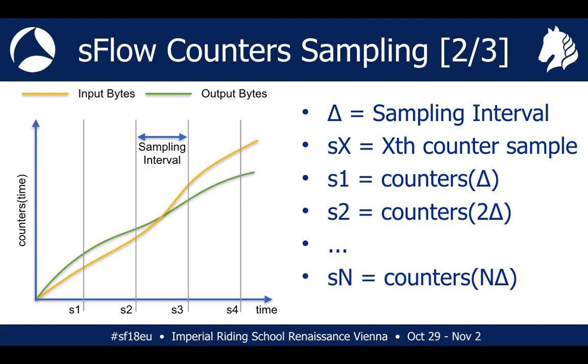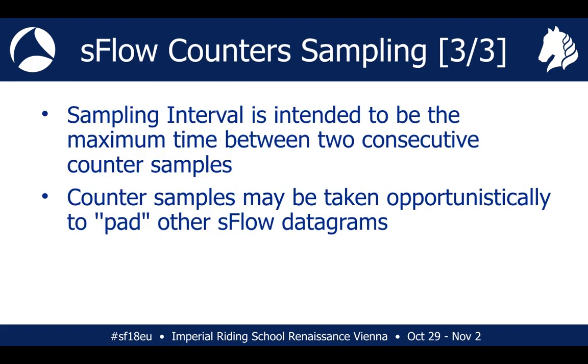In this picture, we have a sampling interval delta and two lines that are input and output bytes, respectively. So the input and output bytes of a certain interface grow in time. If you have an sFlow counter sampling configured to export one sample every delta seconds, you will end up having one UDP datagram every delta seconds containing, in this example, the input and output bytes that have been sampled, along with other information. So the sampling interval is configurable and is intended to be the maximum time between two consecutive samples. The sFlow devices are free to reduce this interval sometimes in an opportunistic way.